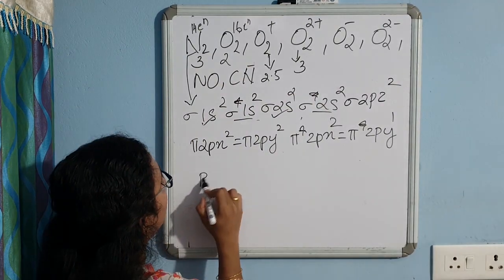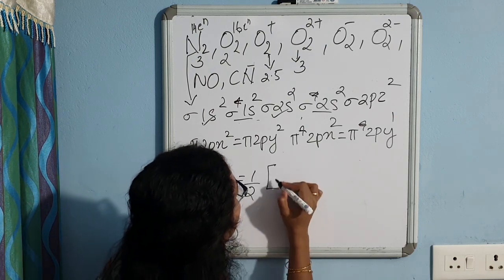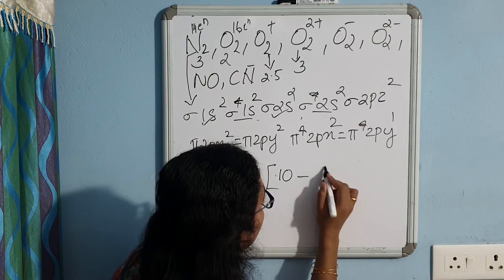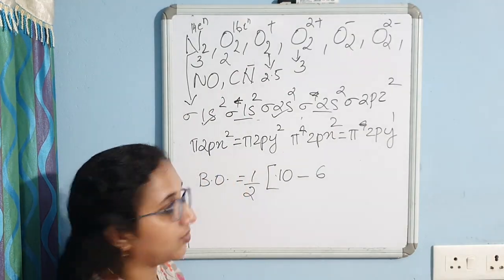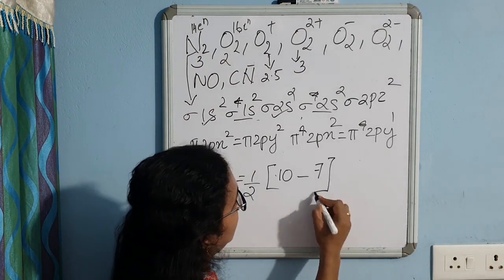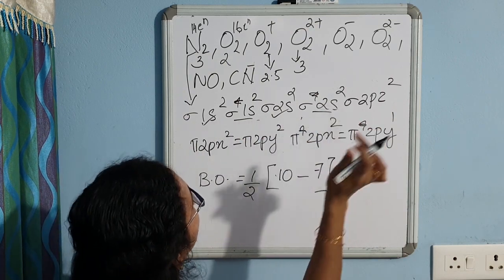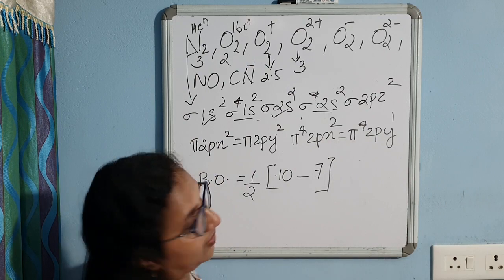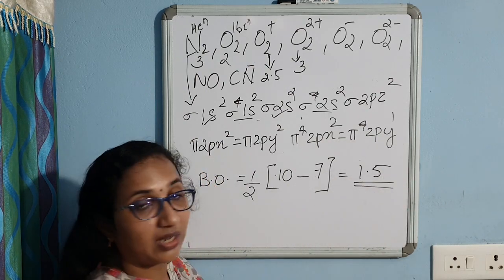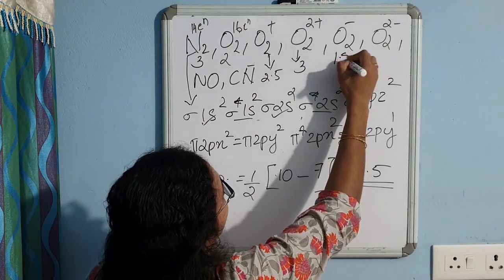Okay. So the bond order becomes half into 10 minus. For the case of oxygen it was 10 minus 6, so 4 by 2, but here it will be 10 minus 7 because one more electron is there in the anti-bonding. So we have 2, 4, 6 and 7. So the bond order will be 3 by 2, 1.5. So compared to oxygen, the bond order has reduced for O2 minus.